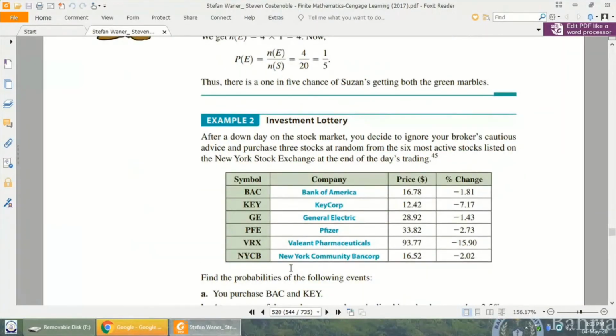Now let's look at just a lottery example where you have Bank of America, Key Corp, General Electric, Pfizer, Valeant Pharmaceuticals, New York Community Bancorp.